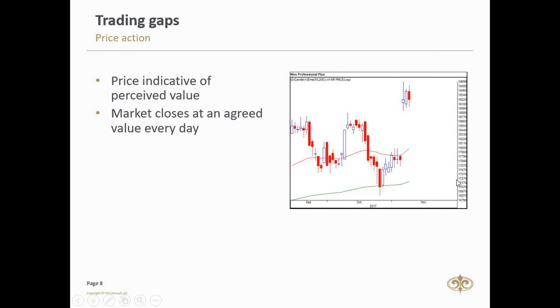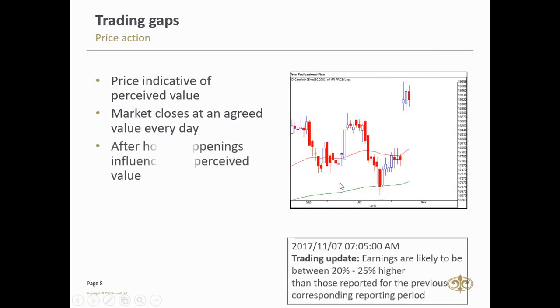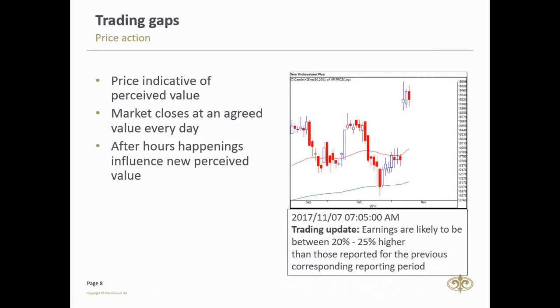We have an example of Mr Price. This is what happened this week. The market closed, and after hours, something happened. At 5 o'clock in the morning, they released a SENS announcement, the Stock Exchange News Service, a trade update. They said that earnings could likely be between 20 and 25% higher than those reported for the previous corresponding period. This was released 4 hours before the market opened. If you saw that, you'd have thought, wow, this is better than expected relative to, say, Foschini or Woolies, whatever the case might be, and you would have taken advantage of it.